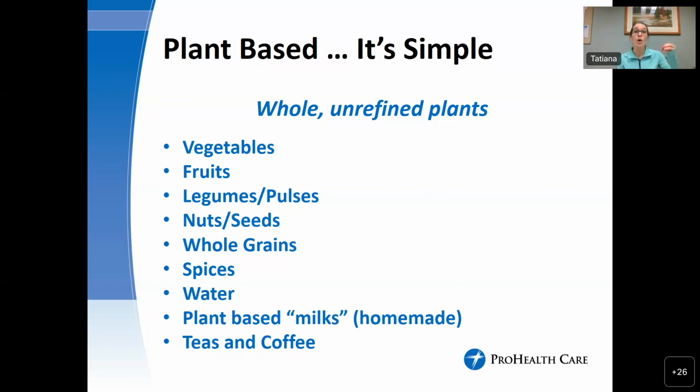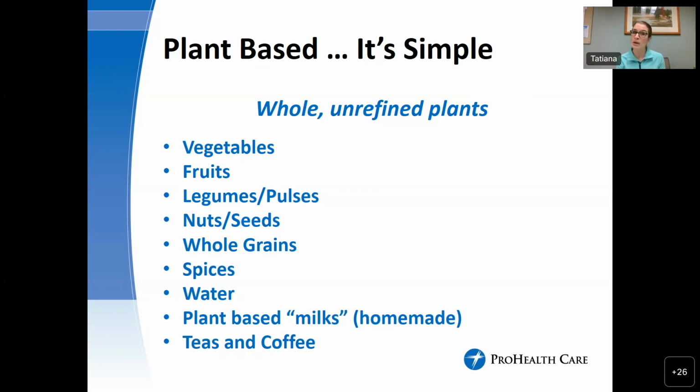When we're talking about whole food plant-based, you really need to consume the entire food, the entire plant together, because that's where we see the greatest benefits. Spices, of course, count. Water, plant-based milks, and in a traditional whole food plant-based diet, you're really going to make these at home because you have 100% control over the fact that you could just use almonds and water, right? We don't need to have any of the extras.